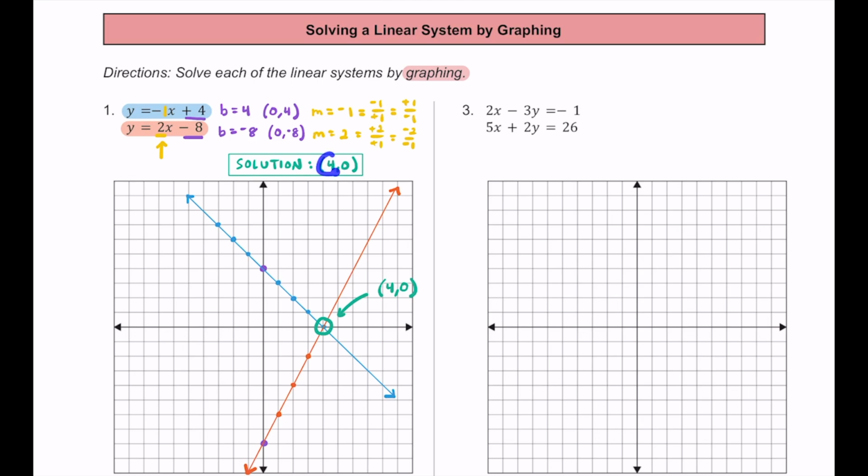If you substituted this 4 in for x into this equation here, this would be negative 1 times 4, which is negative 4. Negative 4 plus 4 would be 0, so y would equal 0, so that makes sense. It's (4, 0). And if you substitute this 4 into the second equation, we get 2 times 4, which is 8, and then 8 minus 8 is 0, so y would equal 0, which also makes sense.